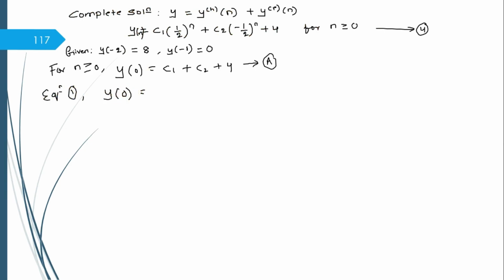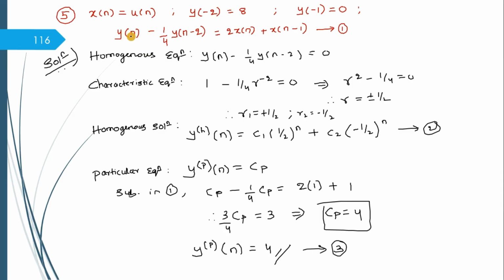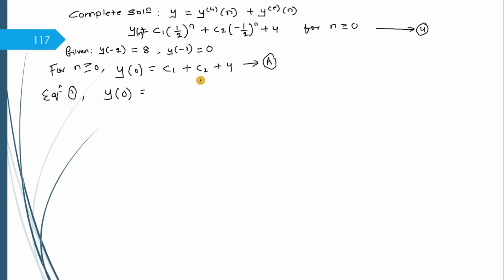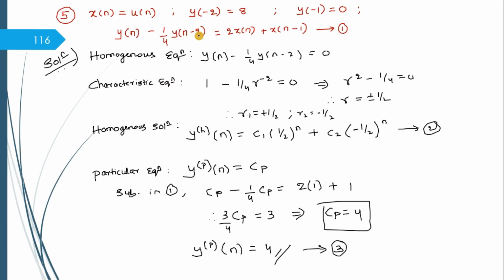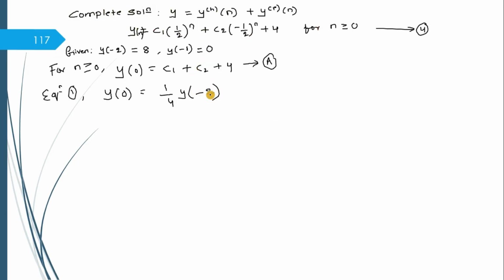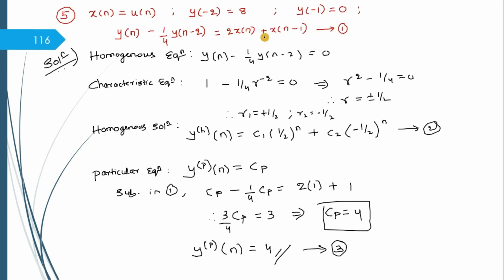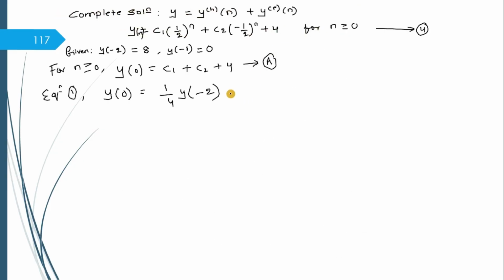So if I substitute y of 0 in equation 1, you get it as y of 0. These all things I take it on the right hand side. I get it as 1 by 4 y of 0 minus 2, which will give me y of minus 2, and then 2x of n plus x of n minus 1, that I am writing here. These problems will appear only in discrete time when u of n is given and your initial conditions are of negative values. So that time this condition appears.